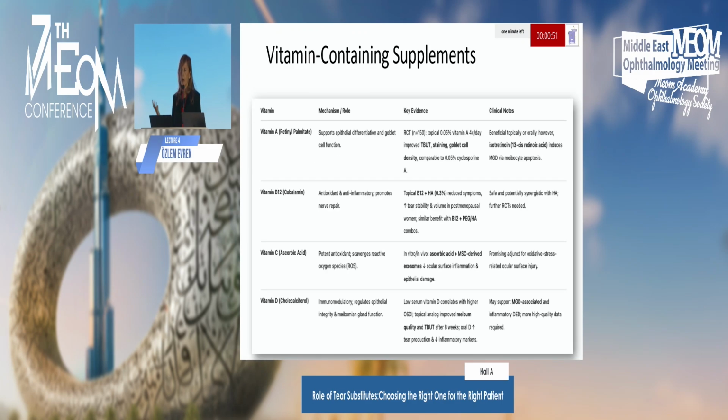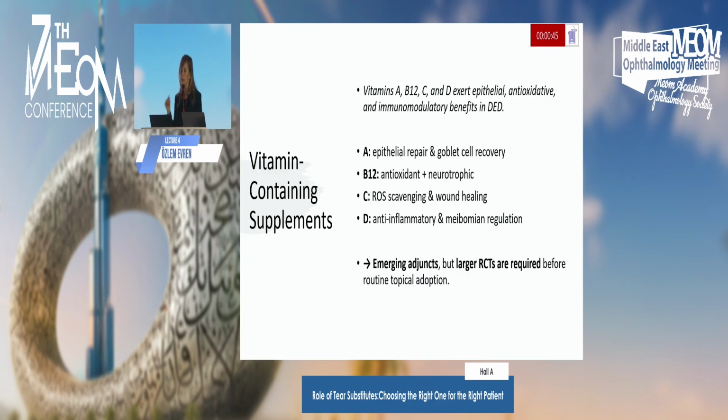Now, several vitamin-containing supplements are in place, but there are not many studies about that. We can summarize like this. Vitamin A for epithelial repair, B12 is neurotrophic, so this is important. Vitamin C for wound healing, and vitamin D for anti-inflammatory. But oral vitamin D is much more well known, and it's something that needs to be given to the patients with dry eye.